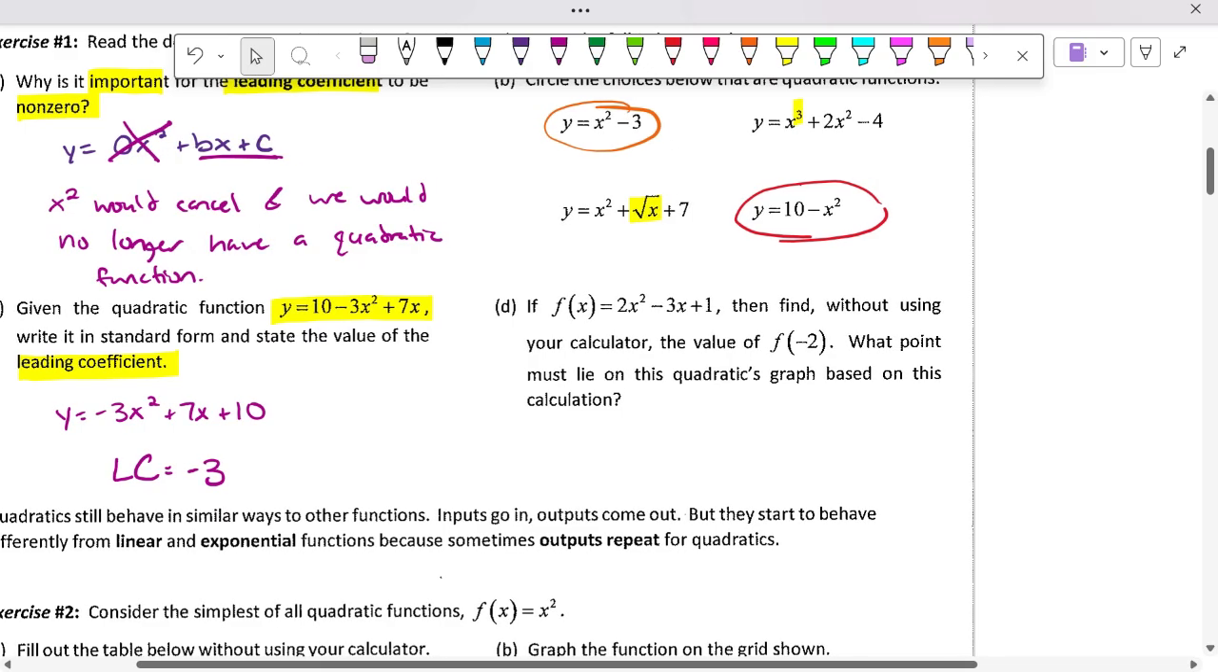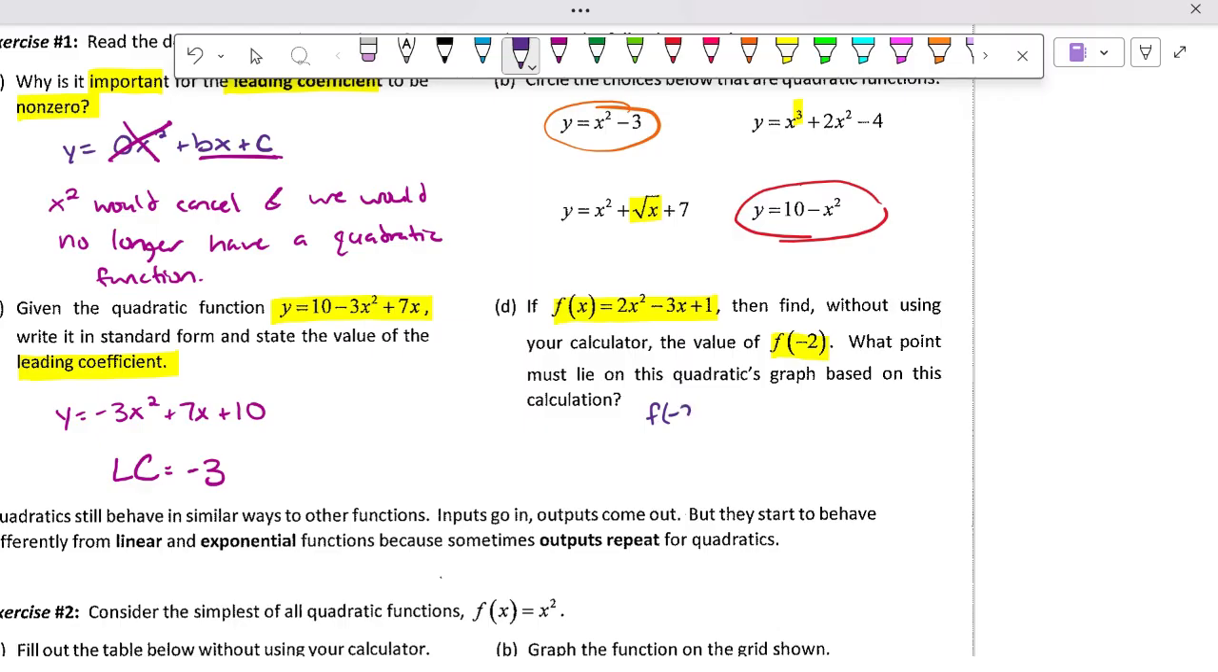Now, let's do some calculations here. So we're given this quadratic function. They want us to find the value of f of negative 2. All right. So first, if we're finding f of negative 2, what does that mean we have to do? Plug it in for the x's and then evaluate it. Good. So this would be 2 times negative 2 squared minus 3 times negative 2 plus 1. All right, so take a minute. Without a calculator, evaluate that. All right, remember, PEMDAS applies.